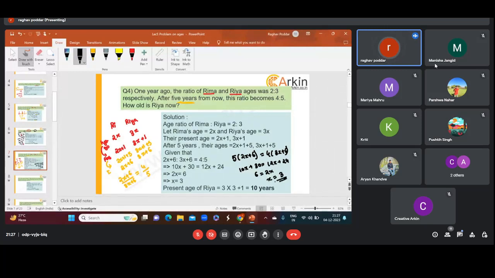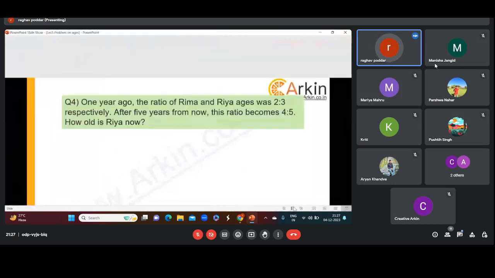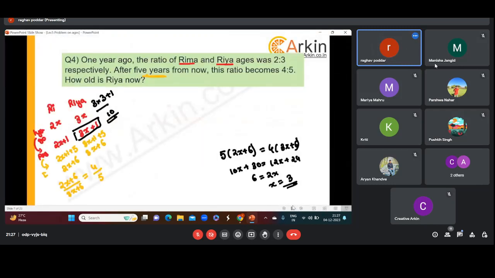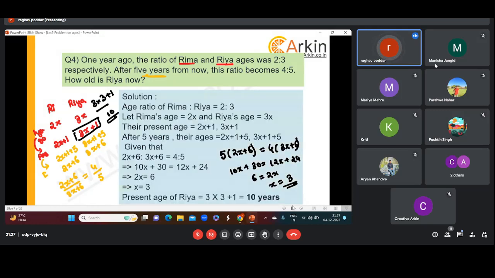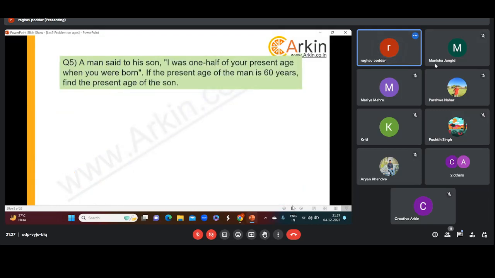Now they have asked how old is Ria now. Now means your present age. That is 3x plus 1. That is 3 into 3 plus 1. So first you multiply, 9 plus 1, which is equal to what? 10 years. Clear everyone? How did I do this? Any doubts anyone has? Super. Let's go on to the next question.